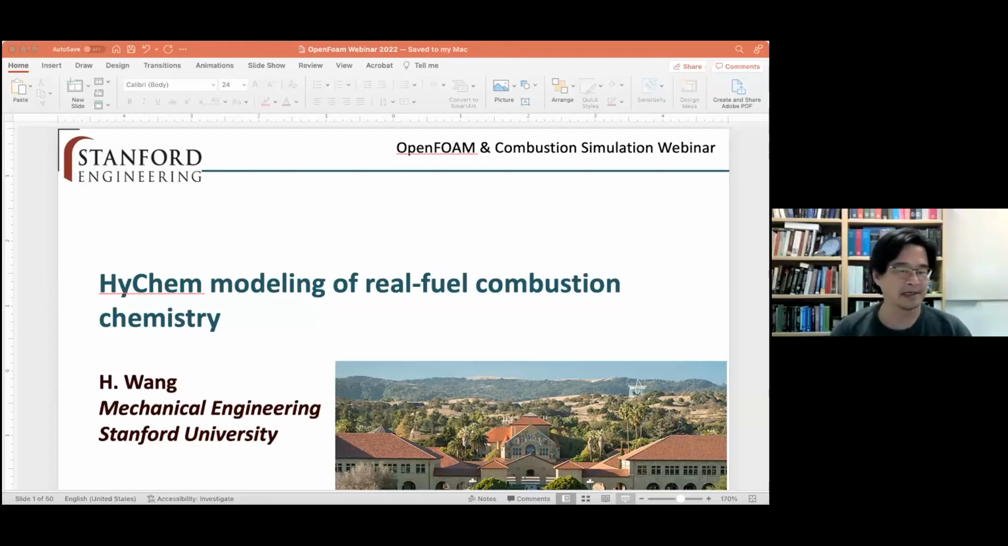Okay, so let me get into the technical content of today's talk. Now, this is a chart in a paper published by Professor C.K. Law and Professor Tianfeng Lu a few years back.